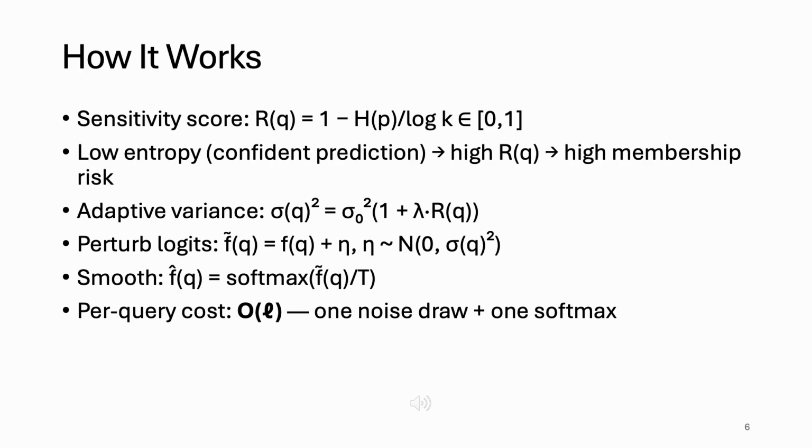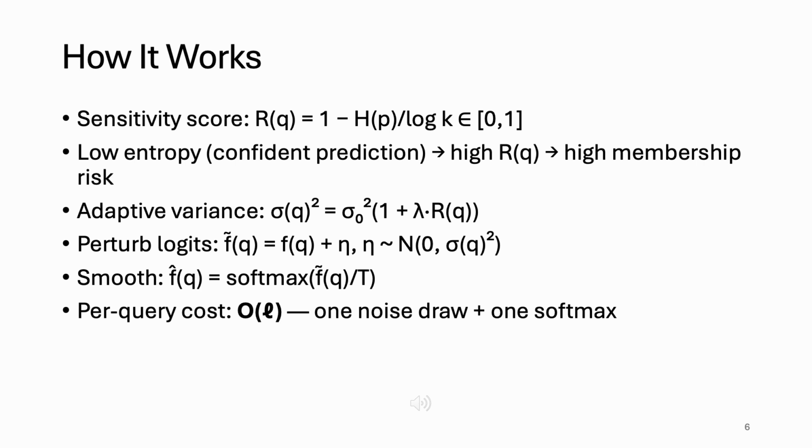But how does DynaNoise work? Concretely, for each query, we compute the Shannon entropy of the softmax output and define the sensitivity score R of Q as 1 minus the normalized entropy, so it lies between 0 and 1. A confident, low-entropy prediction, exactly the kind that screams training sample, gets a score near 1.